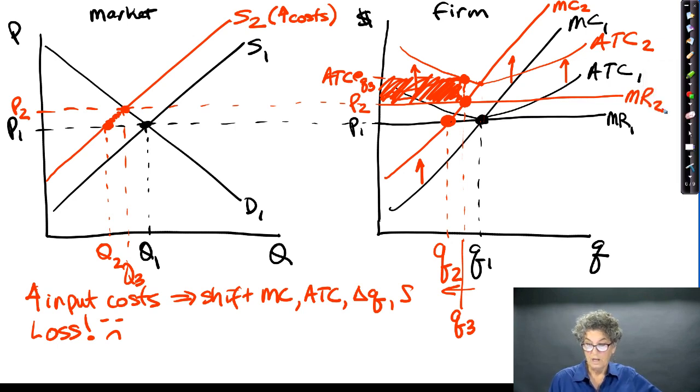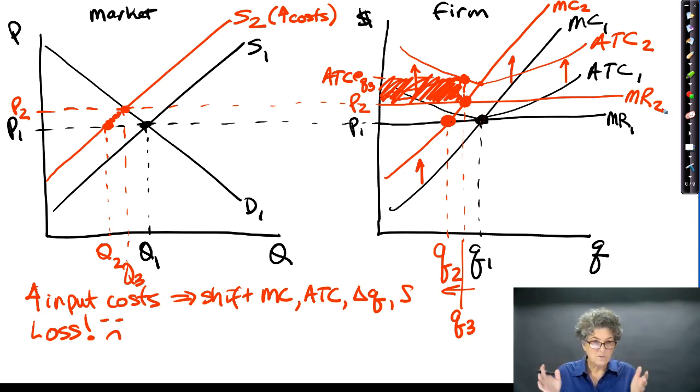The typical firm is incurring a loss, and so in the long run, what's the typical firm going to do? If they're incurring a loss, in the short run they have to figure out whether to shut down or produce. We're not going to go there right now. In the long run, what are they going to do? Right, they're going to exit the industry. So some of these firms, not all of them, are going to start to exit the industry.